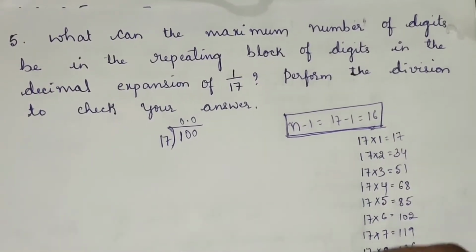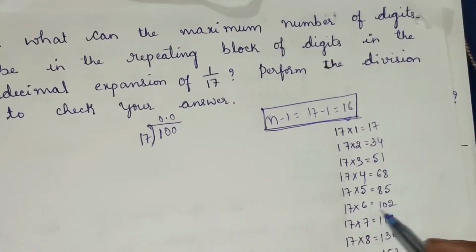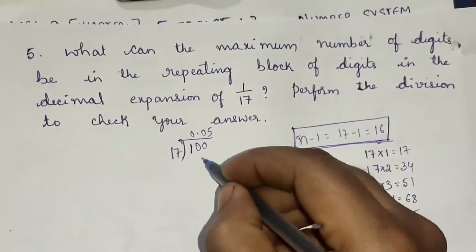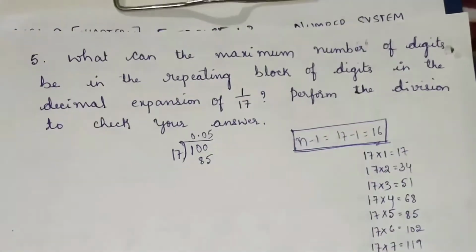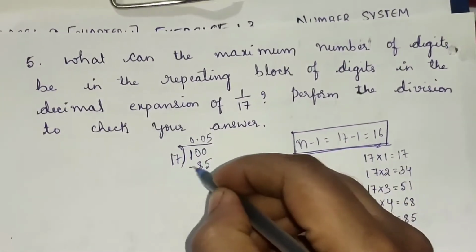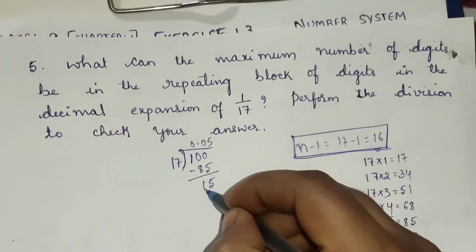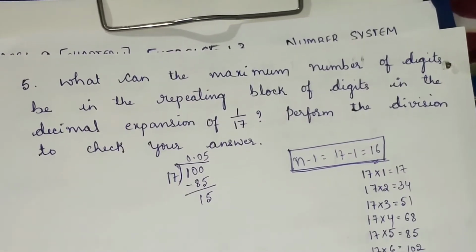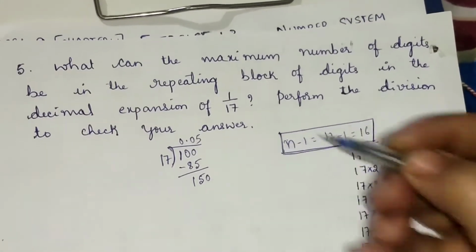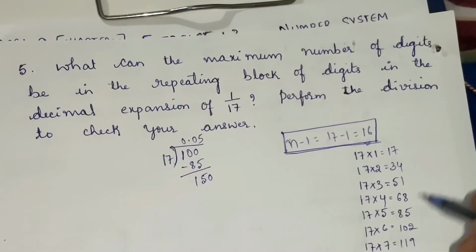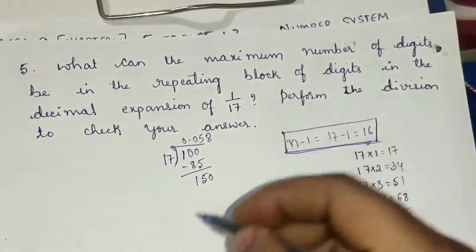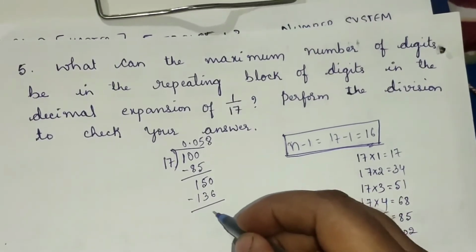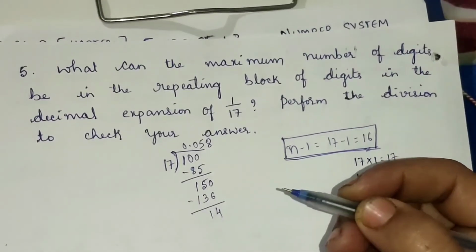Then it is 100. 17 5s are 85, 17 6s are 102. So 17 5s are 85. Next subtract, you will get 15. 15 is not divisible, so add 0 to it, then it will be 150. 17 8s are 136. Subtract it, you will get 14.